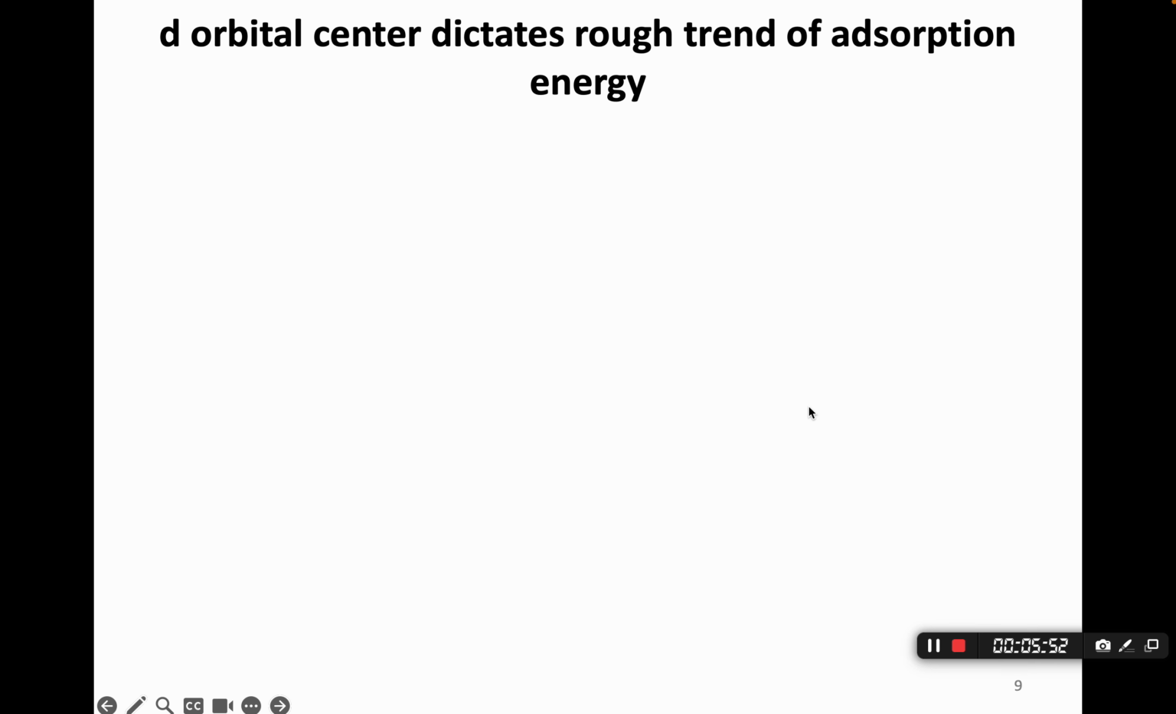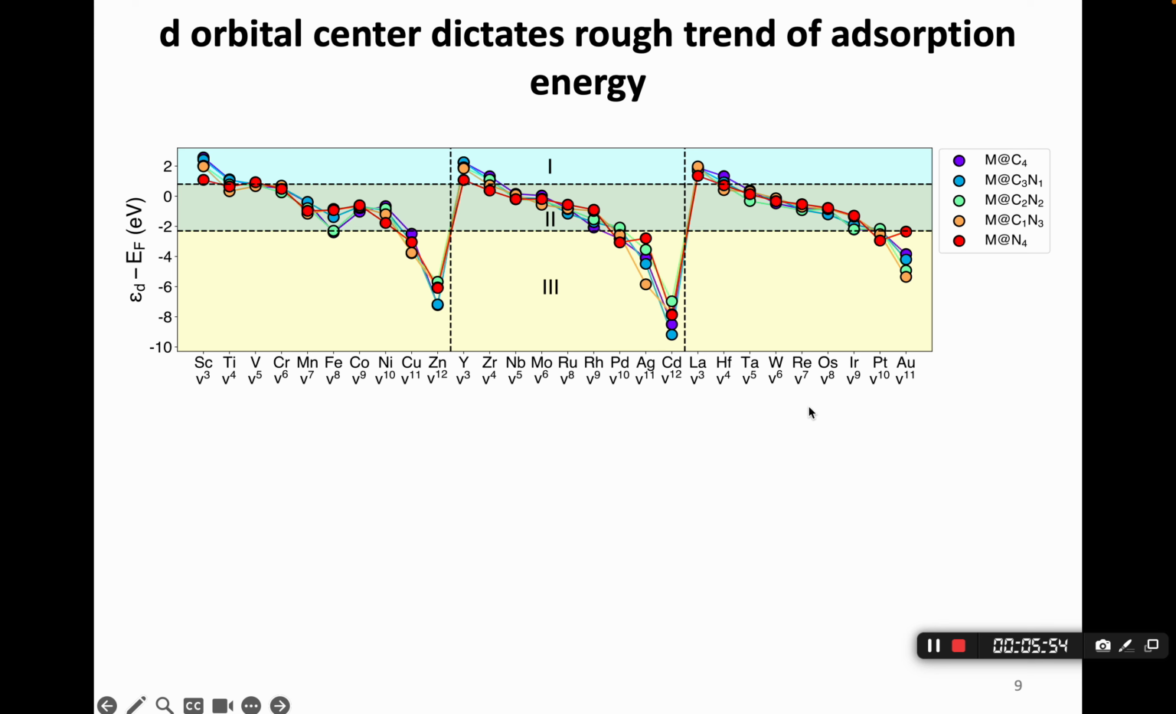Okay, so to study that, we first plot the d band center. It's actually the d orbital center because we do not have a periodic arrangement of the metals, and we see a very clear periodic trend, regardless of what exactly the metal is. It pretty much depends on the valence electrons you have.